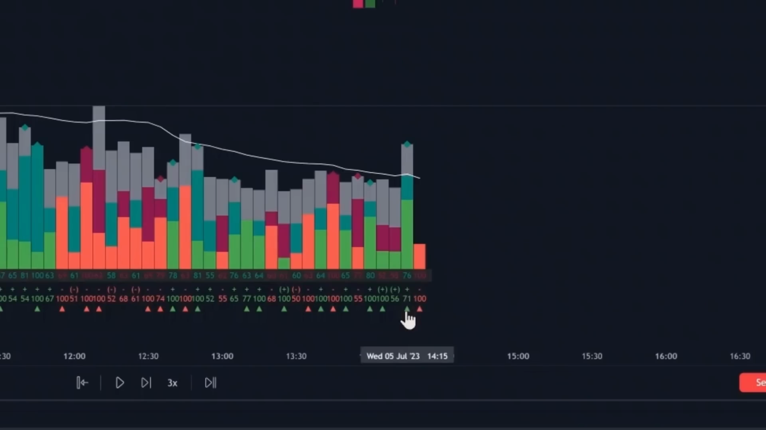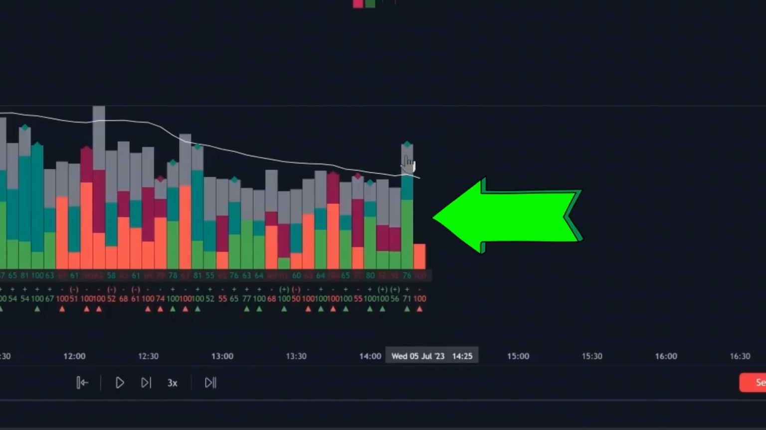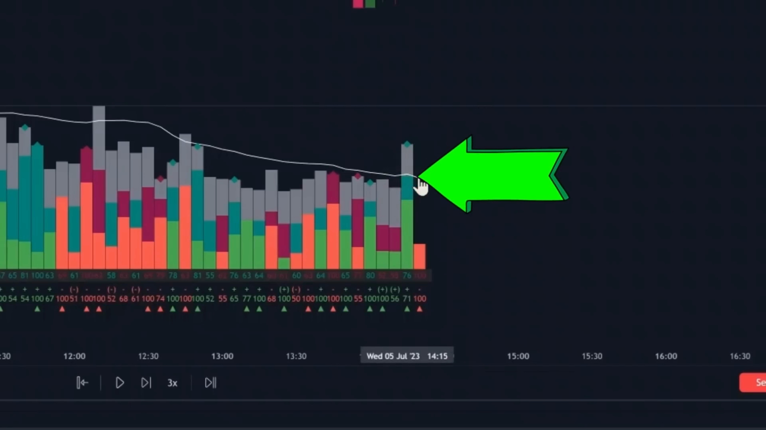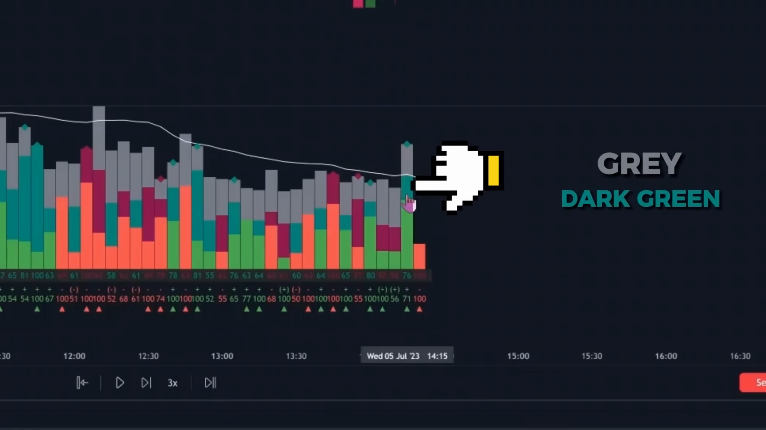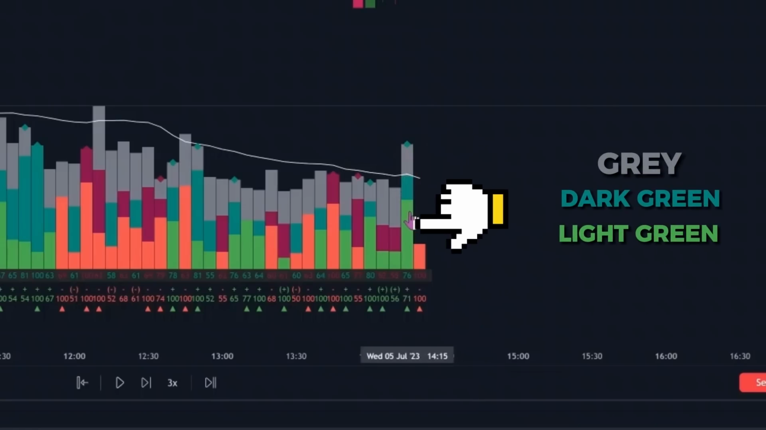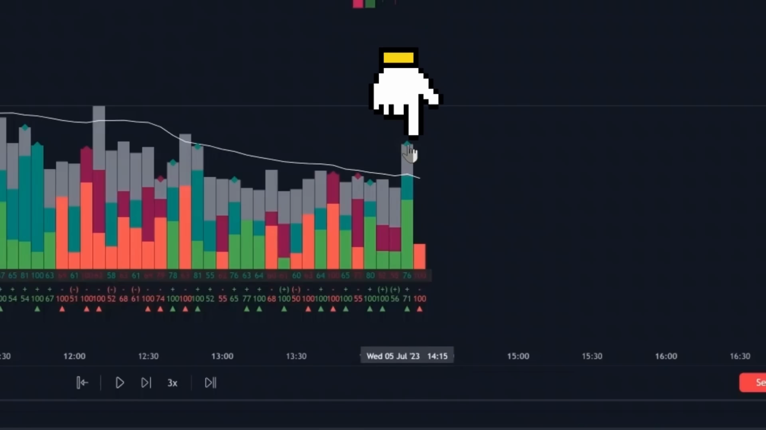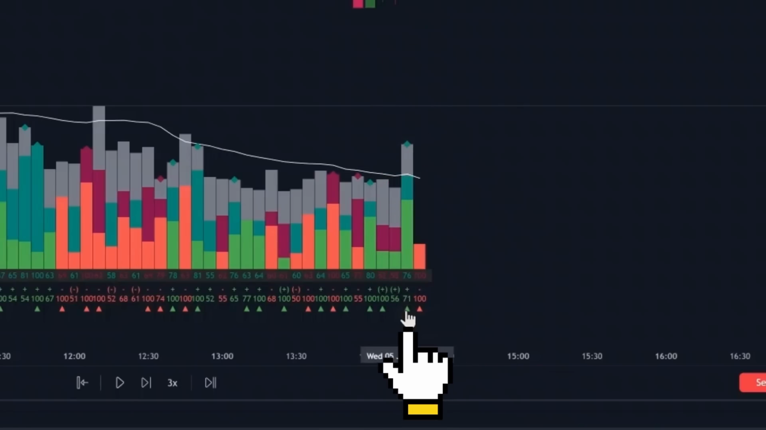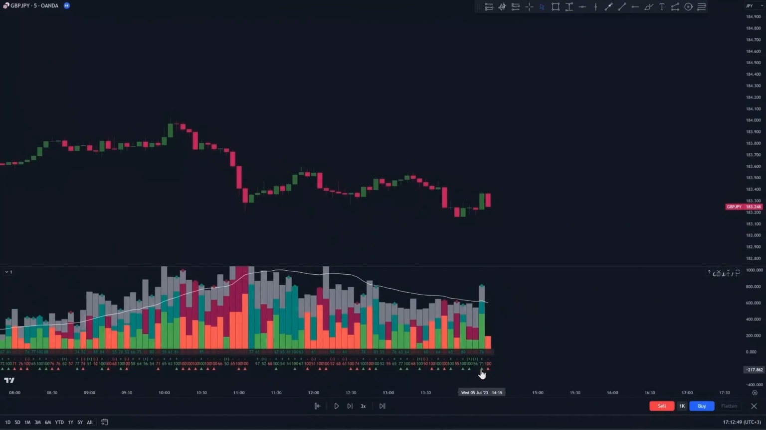In simple terms, we're just going to look for a volume bar that closes above this white moving average, and that bar should have a gray color, a dark green color, and a light green color. And then at the top, it needs to have this dark green square, and at the bottom, it needs to have this light green arrow. If that's the case, we enter a long trade.